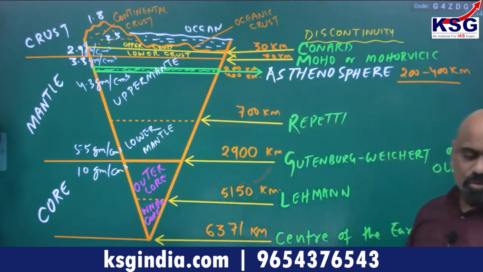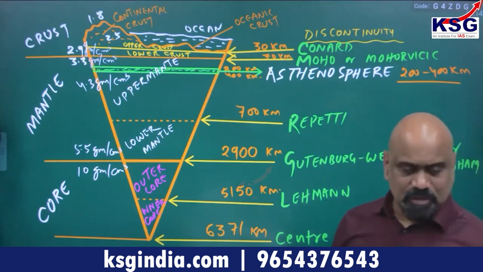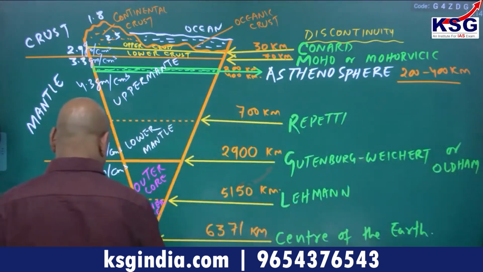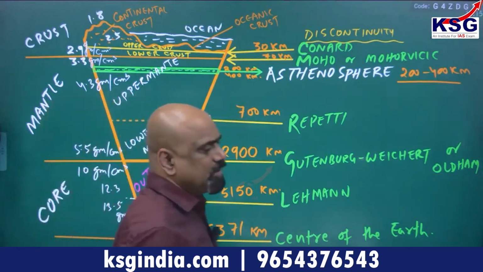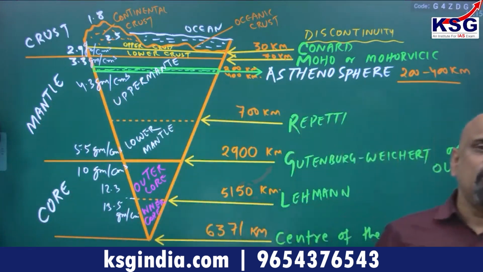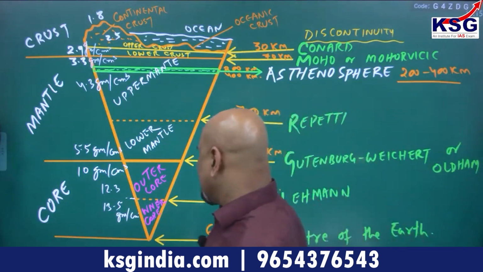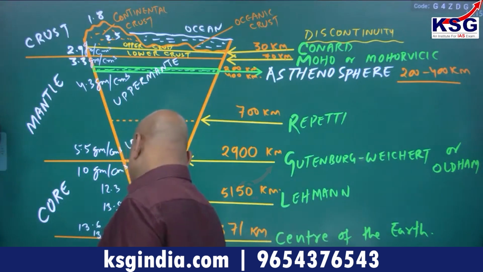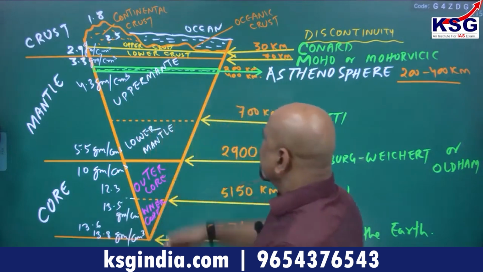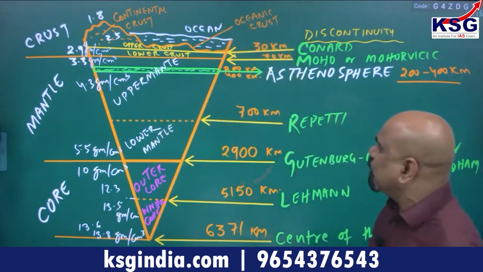After this देखो 10 to फिर बढ़ेगा 12.3 to 13.5 gram per cubic centimeter here. At this particular point, there is a change. Finally, if you will go deeper inside, you will find 13.6, 13.8 gram per cubic centimeter. See here, the density is gradually increasing if you go deeper inside.